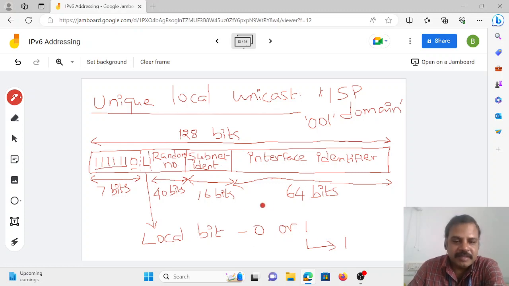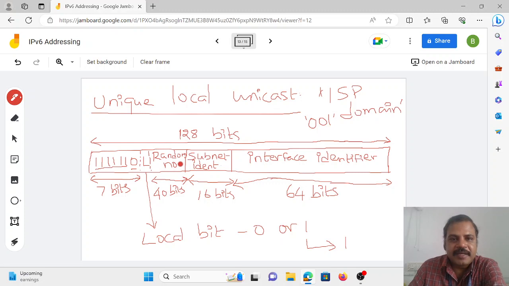Why? Because the system itself, the host itself is generating this unique local unicast. So it is locally generated. That's why we have given the number 1. If some global centralized authority is assigning the unique local unicast address, then we will be having 0, which is still reserved. So the 7 bits is the prefix, 6 ones followed by 0, and the next bit, the local bit, is always 1. The next division is the random number.